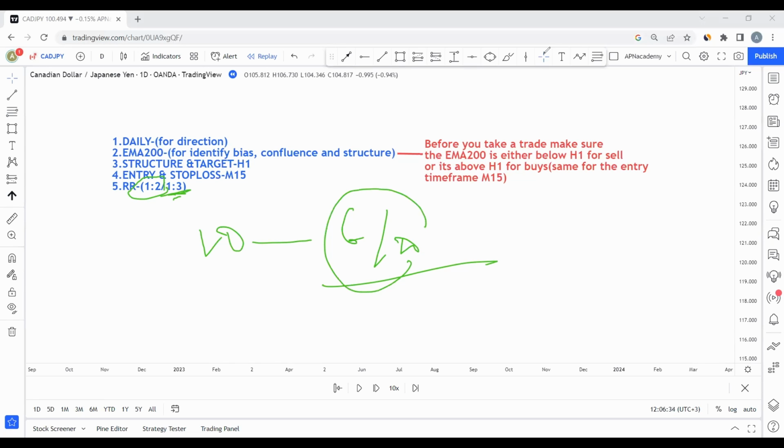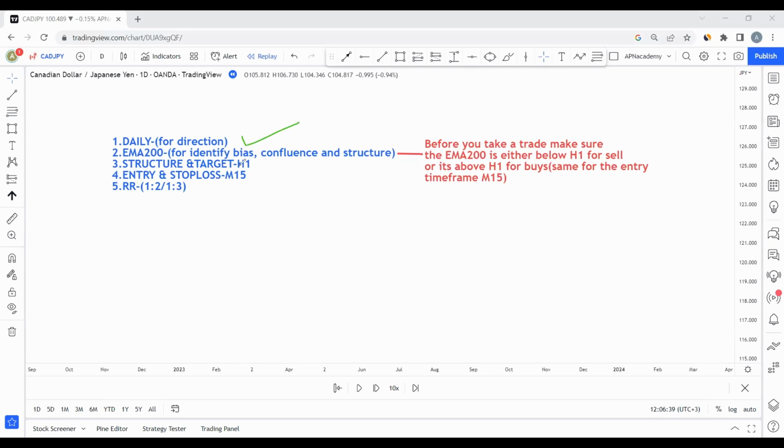So if you follow all these rules from the way we have started, direction in daily, add this MA200 for your bias, confluence, and structure, and then you use this explanation that I've given you here. Then your entry is going to be in M15, your structure in H1. Make sure you add this as your confluence, guys. Are we together? Just for confluence, not for analysis.